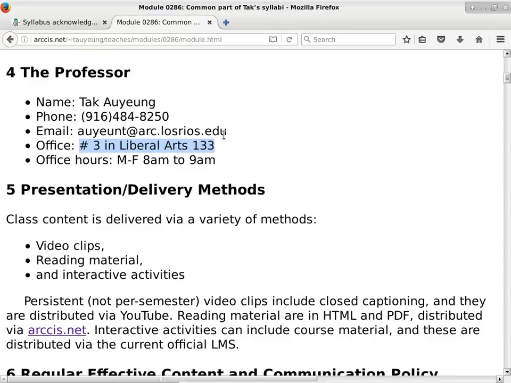Office hours are very good for this class because they are Monday through Friday, including Tuesdays and Thursdays from 8 to 9, which is right before this class. So if you just arrive on campus a little bit early, you can stop by my office, we can talk about stuff, and then we walk over to the class together.